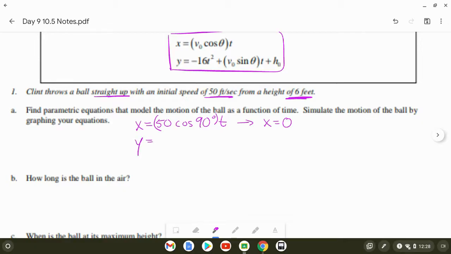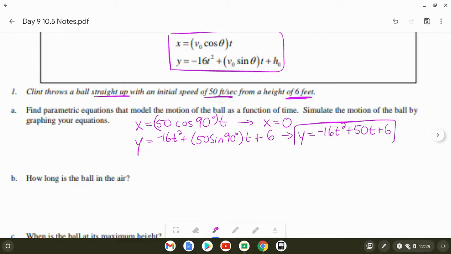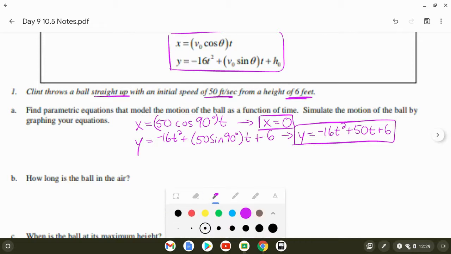For the vertical distance equation, again, plug in all the parts that you know. We end up with 90 degrees, again, still is our angle because it hasn't changed. Initial height of 6. If we evaluate the parts that we know, we get negative 16t squared plus 50t plus 6. So that's how you find your horizontal and vertical distance equations for your parametric equation.